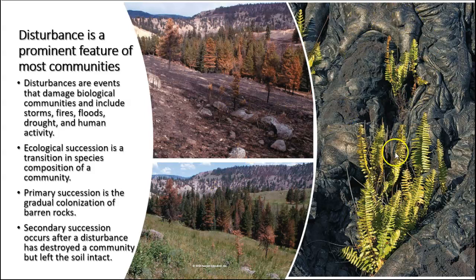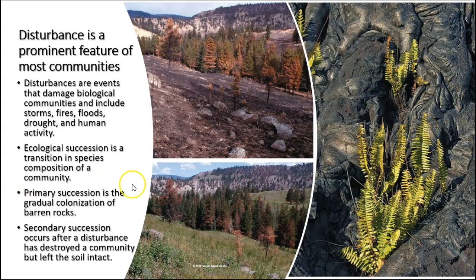So primary succession is when you have the gradual colonization of barren rocks. Here we have a lava flow that's just starting to have some plant growth on it. The first plants are usually things like mosses and lichens that can grow pretty much on bare rock, followed by ferns and other small plants, and eventually small animals, and then larger plants can grow. But you don't have any soil there, and so it takes a pretty good amount of time for that to happen.